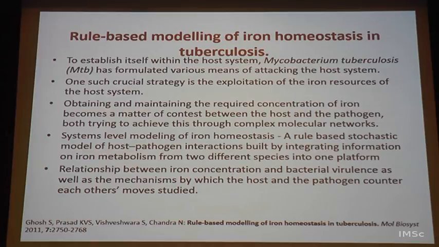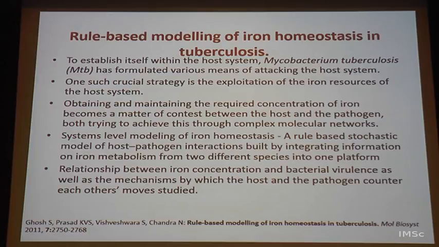So, another type of modeling is rule based modeling. Again, there are a large number of methods for this. One of the things that we used was called Kappa, which is somewhat similar to BioNetGen earlier on. My earliest previous graduate student Soma Ghosh worked on this quite some time ago actually. So, here this is to look at ion homeostasis between Mycobacterium tuberculosis and the host.